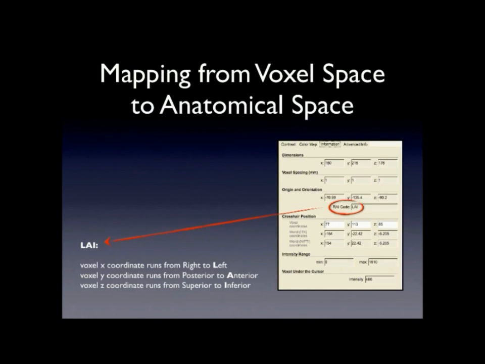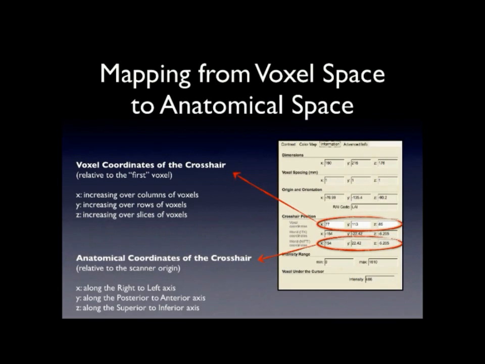And then the most tricky is this orientation code that appears over here where my mouse cursor is. This orientation code is a 3-letter code. In this image it is LAI, and LAI stands for the voxel X coordinate going from right to left, voxel Y coordinate going from posterior to anterior, and voxel Z coordinate going from superior to inferior. That little 3-letter code comes from the image metadata, from the image header. Those pieces of information also allow us to tell you the coordinates of the crosshair in both voxel coordinates and in physical coordinates.